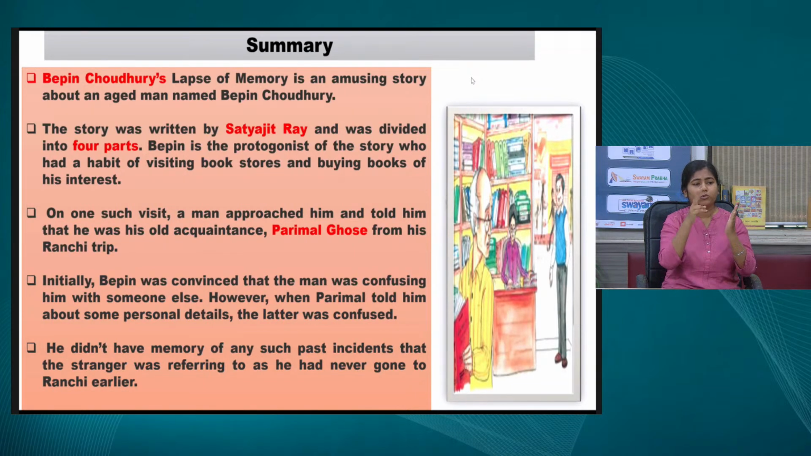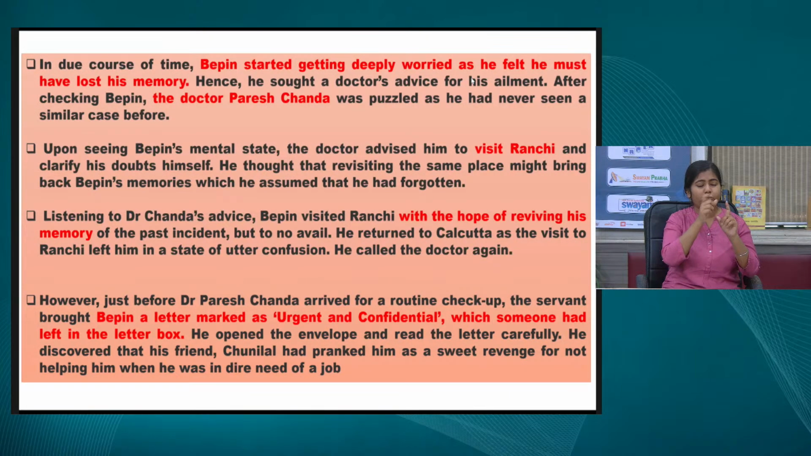So on one such visit on Monday, a man approached him and told him that he was his old acquaintance, Parimal Ghosh, from his Ranchi trip. Initially, Bepin was convinced that the man was confusing him with someone else. However, when Parimal told him some personal details, the latter was confused. He was in a state of confusion and chaos. He didn't have any memory of such past incidents that the stranger was referring to, as he had never gone to Ranchi earlier.